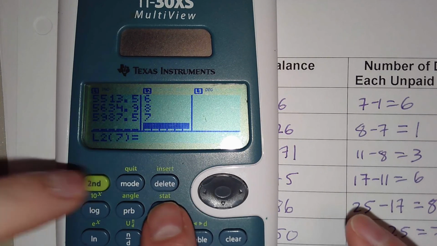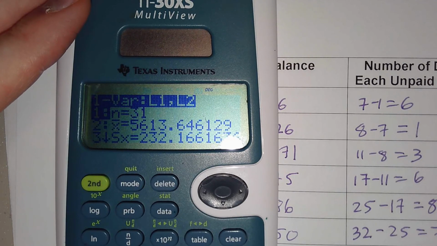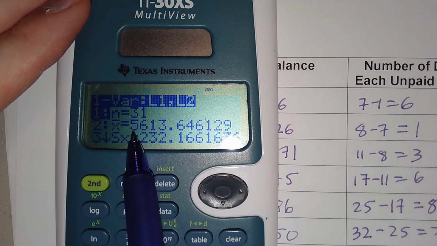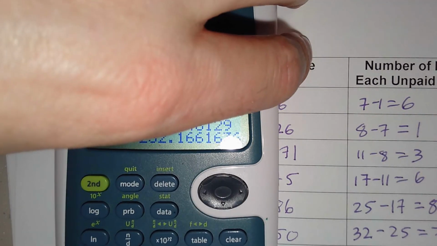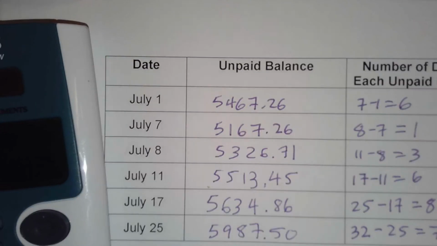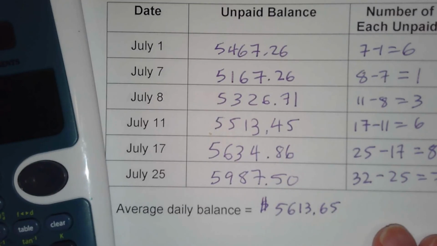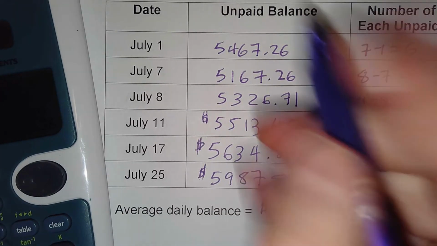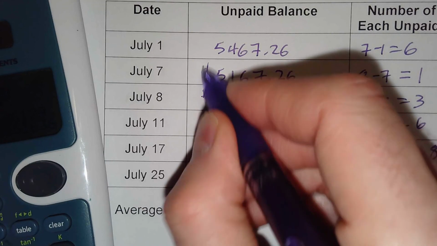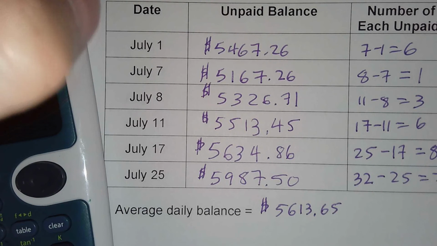So just putting those numbers in our calculator. I'm going to do my second stat. Everything's in the right spot. So my X bar is what I'm looking for. That's my average daily balance. So it'd be $5,613.65. And we need to put dollar signs and all this stuff here too. So we're just doing that like we did the other problems.